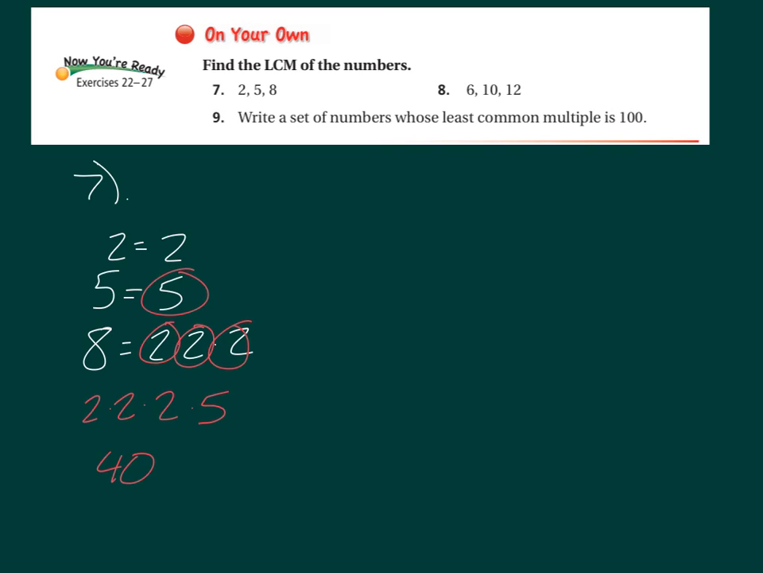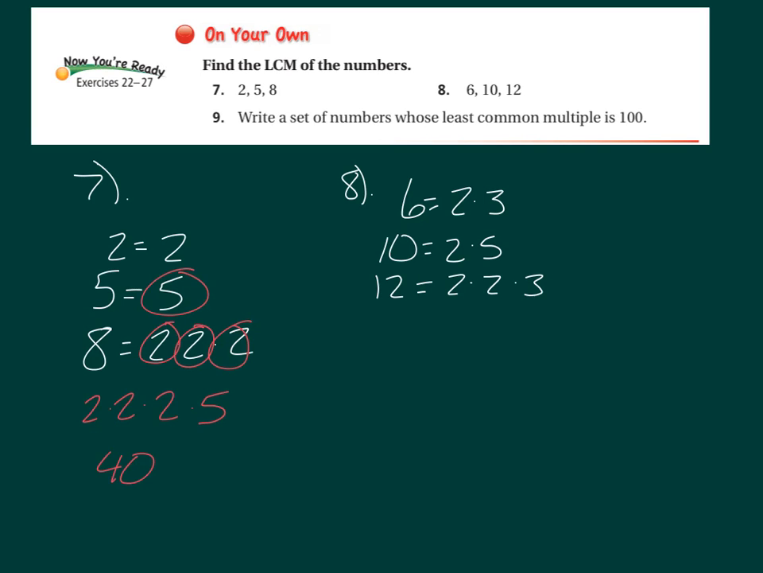Okay, number 8. We have 3 different numbers again. We have 6, which again, you guys can do the ladder method. I'm just going to write what I get. It's going to be 2 times 3. For 10, we should know how to do the ladder method for this too. It's 2 times 5. And 12, we have our ladder method. It would be 2 times 2 times 3.